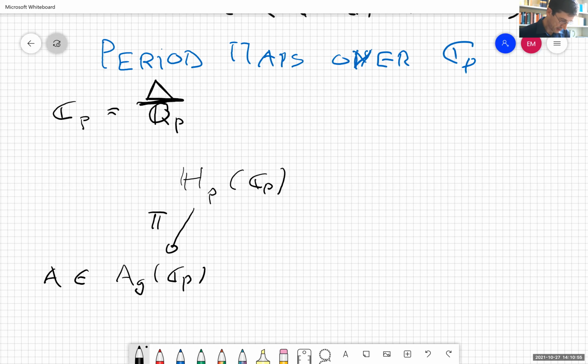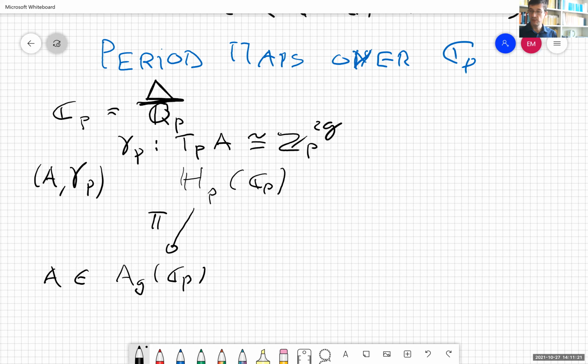And if I have an abelian variety here, the inverse image consists of a pair (A, γ_p), where, well, here we don't have the Betti homology, but we have what was introduced in the previous talk: the p-adic Tate module of A, okay? That's a Z_p module of rank 2g. And I simply fix such an isomorphism, again compatibly with, on the one hand, the standard symplectic form on Z_p^{2g}, and the pairing coming from the Weil pairing and the principal polarization on A. Okay, so you have such pairs.